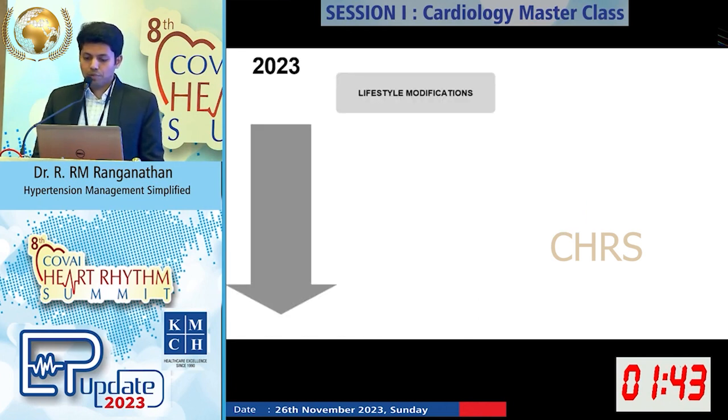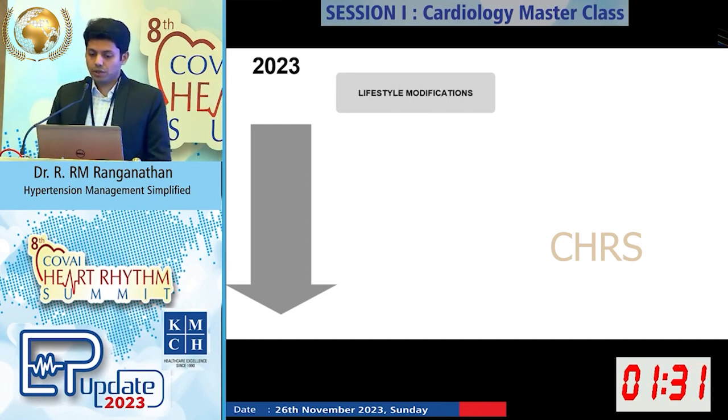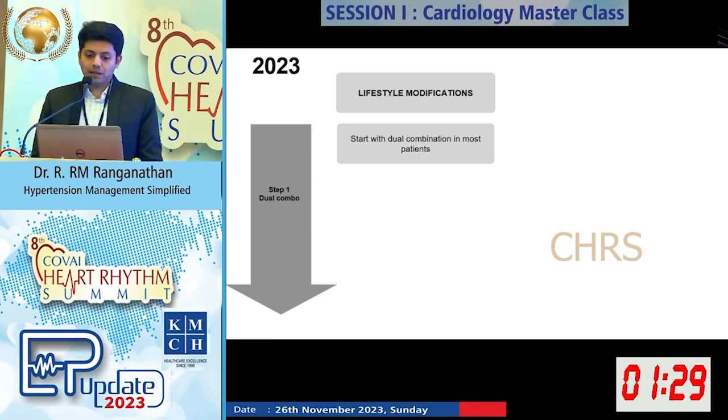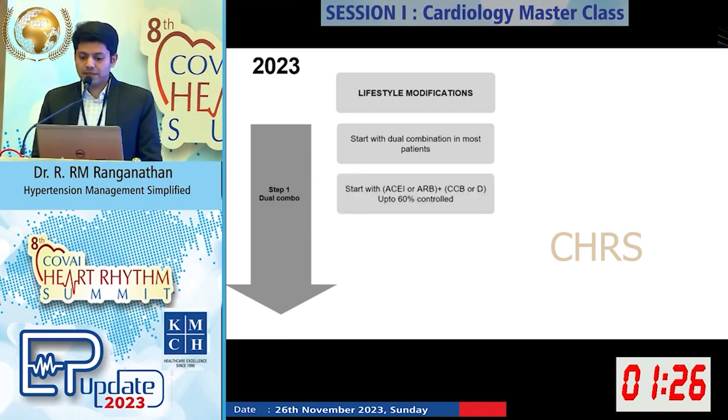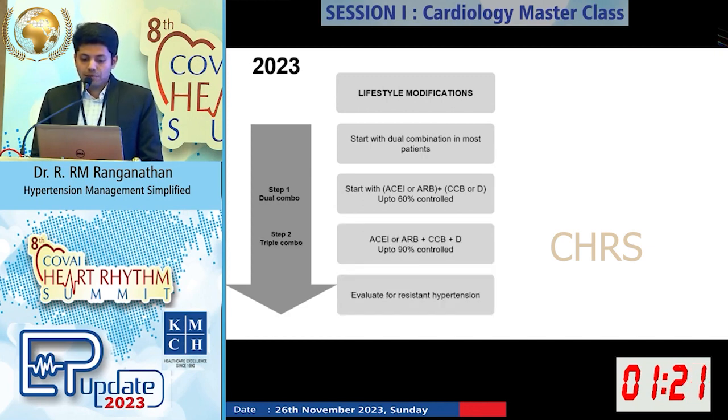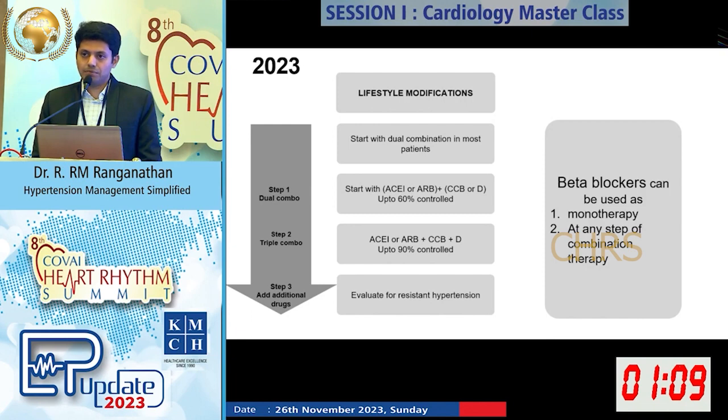So this is how you approach a patient with hypertension. Any patient you diagnose with hypertension, make sure you suggest all the lifestyle modifications like weight reduction, to quit tobacco, to increase the dietary potassium and reduce dietary sodium. Start with combination therapy. As we discussed, it's RAS plus CCB or diuretic. If the blood pressure is not controlled, RAS inhibition with CCB and a diuretic. 90% of the times the blood pressure is controlled here. If still it's not controlled, then you need to evaluate for resistant hypertension. And as we discussed, beta blockers can be used at any step of combination therapy.